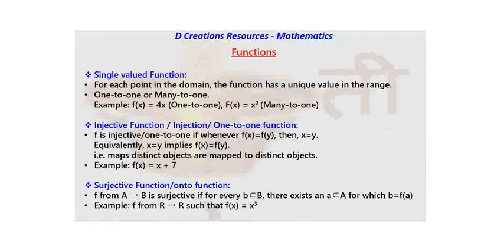Earlier we saw an example of one to one, and now we are seeing the example of many to one. But in both the situations, the one part is corresponding to range. So the image is unique, and that is what is necessary for a single valued function.